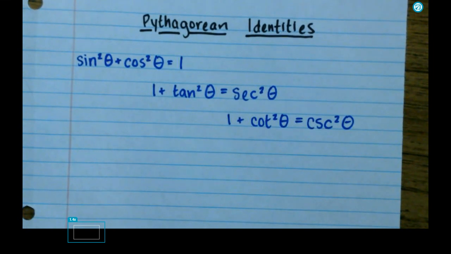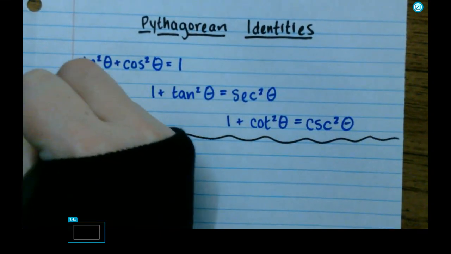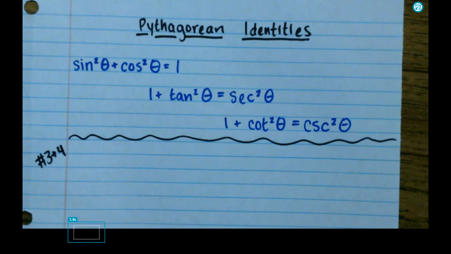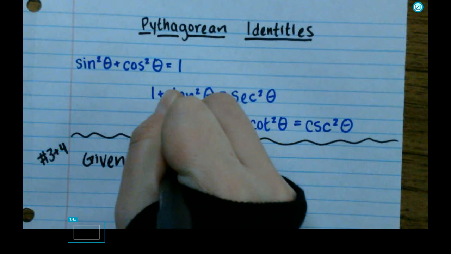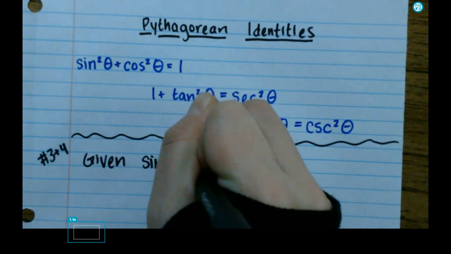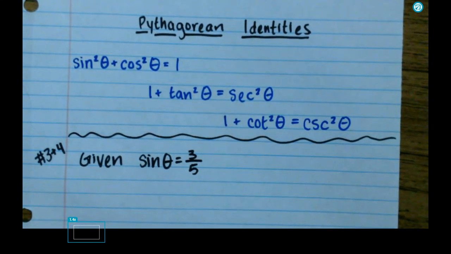The first way that we can use a Pythagorean identity, and this is what problems 3 and 4 on your assignment are going to be, is we are going to use those Pythagorean identities. We are going to be given that sine of theta equals 3/5. We are going to find cosine of theta.